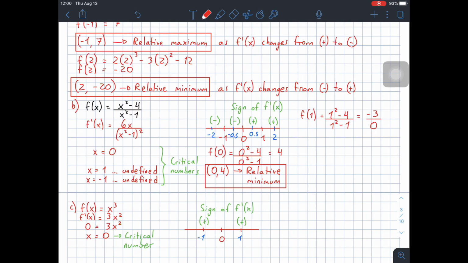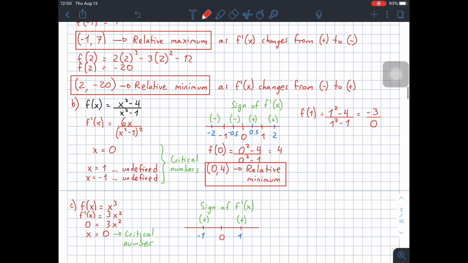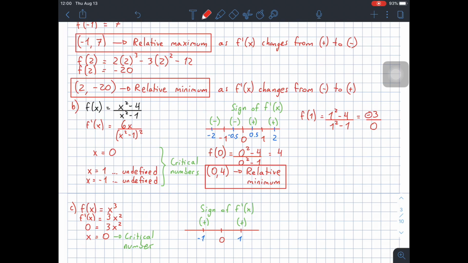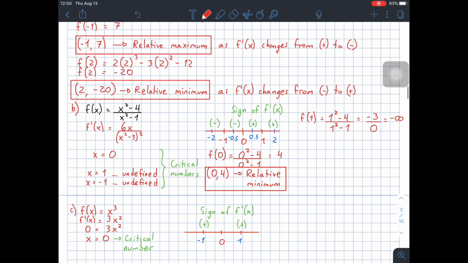Any number divided by 0 is undefined. It's actually infinity. If you remember, I showed you this last year. If I divide by a very small value, I'm going to get a very large number, right? So any number divided by 0 is actually infinity. But since there's a negative sign here, the answer would be negative infinity, okay? So negative 3 divided by 0 is negative infinity.